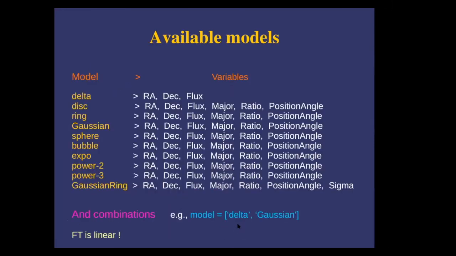So here is the list of the available models in UVMultiFit. Basically, it's a set of models which have an easy analytical Fourier transform, as I showed you before. So okay, you can see the list here. What I want to emphasize is that because the Fourier transform is linear, you can actually use combinations of these models. So for example, if your source is best described by a combination of a point source and a Gaussian, then you can decide that your model is this and then fit the parameters as they are. So this is very powerful and very convenient.